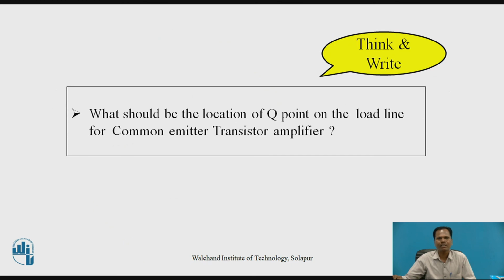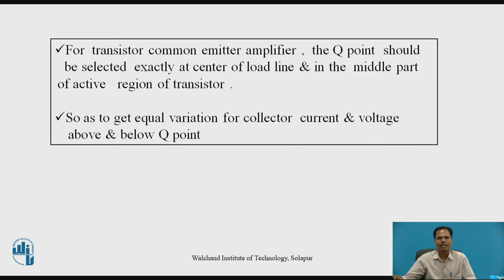Now the student can pause the video here, think over this question and try to answer it. What should be the location of the Q point on the load line for a common emitter transistor amplifier? The answer is, for a common emitter transistor amplifier, the Q point should be selected exactly at the center of the load line and in the middle part of the active region of the transistor, so as to get equal swing in the collector current IC and collector to emitter voltage for variation of input base voltage and base current above and below the Q point.